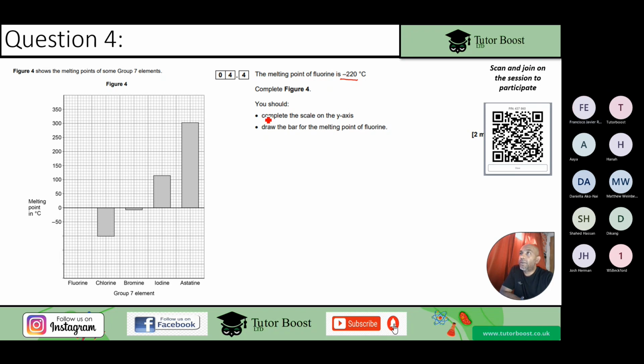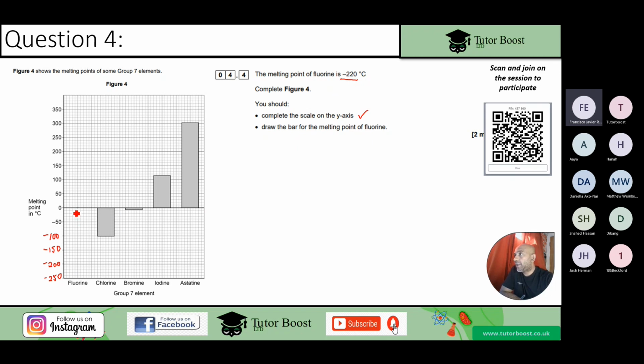Complete figure 4. You should complete the scale on the y-axis and draw the bar for the melting point of fluorine. So minus 220. So there it needs to be going down. Now, if you look at each of these 5 boxes, it's increasing by 50. So this would be minus 100, minus 150, minus 200, and minus 250. In order for you to write this, that is going to give you 1 mark.